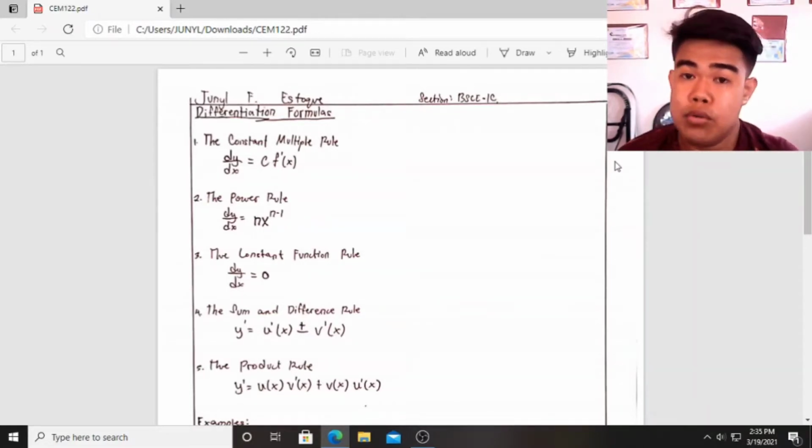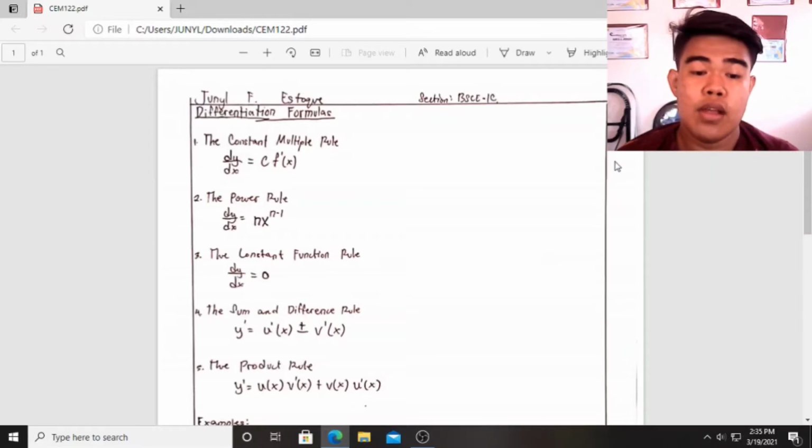Second one is the power rule. The formula for power rule is derivative of y over derivative of x equals n x raised to n minus 1. The third one is the constant function rule. The formula for constant function rule is derivative of y over derivative of x equals 0.